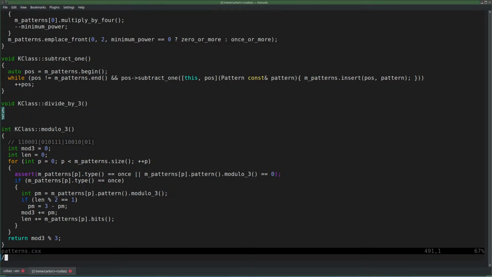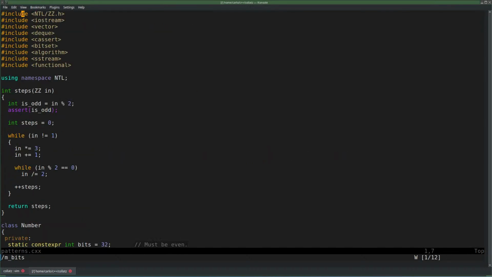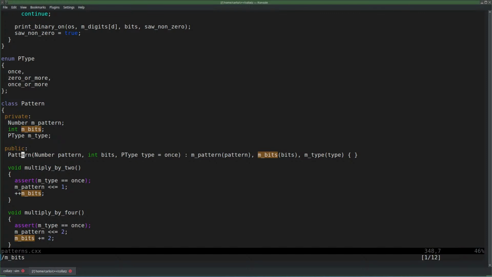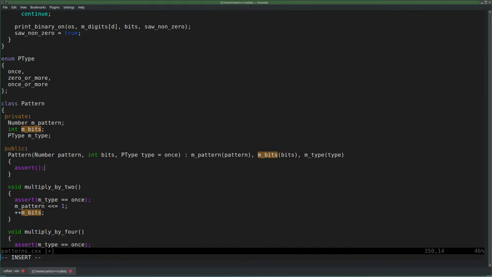I'm first going to add an assert that the number of bits for a repeating pattern is always even. There's something with m bits. Skip m bits is here. And even this would be an assert then, I guess. So m type must be non-repeating, or the number of bits percentage 2 must be equal 0.